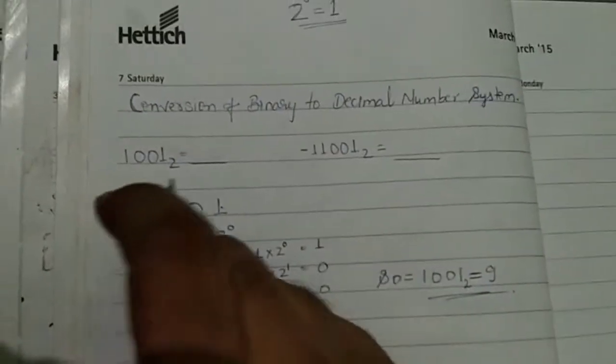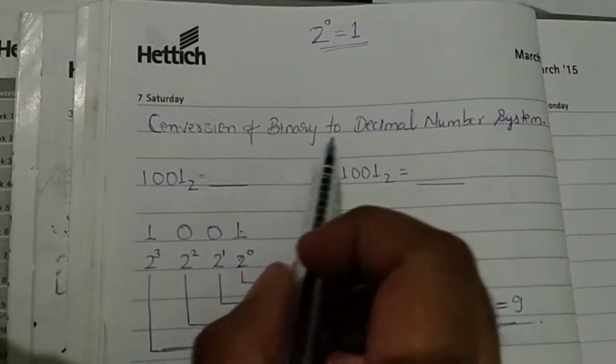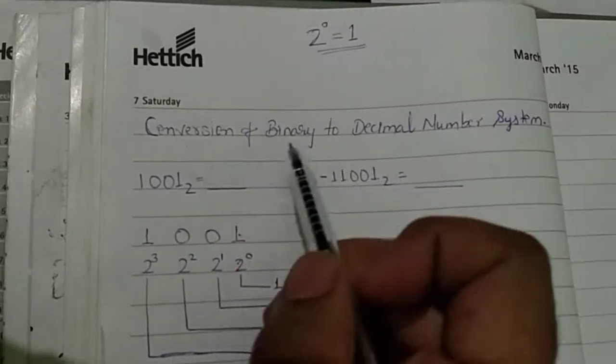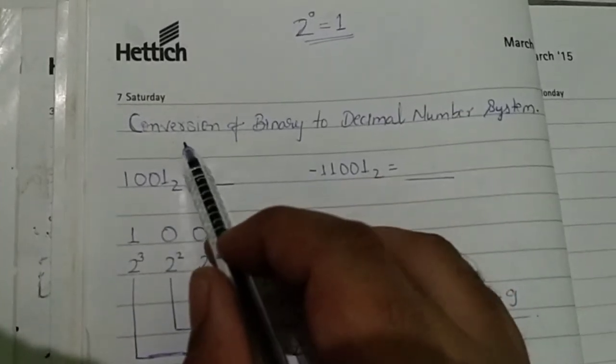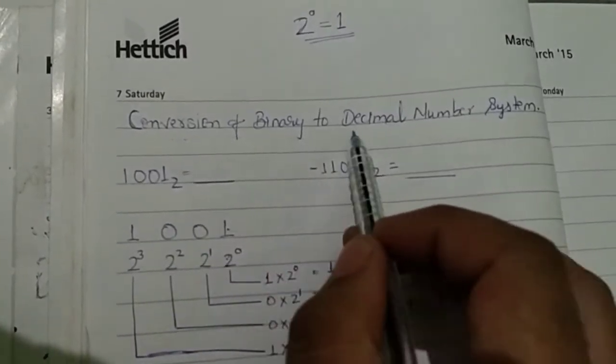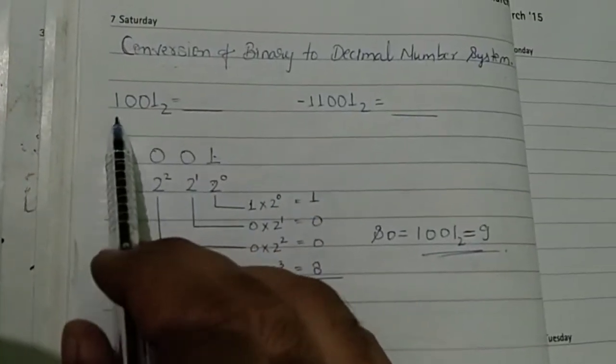Okay, good evening students. We are coming to the next topic, that is conversion of binary to decimal number system. Now in this video we are going to see how to convert binary number system to decimal number system. Some example is given over here.